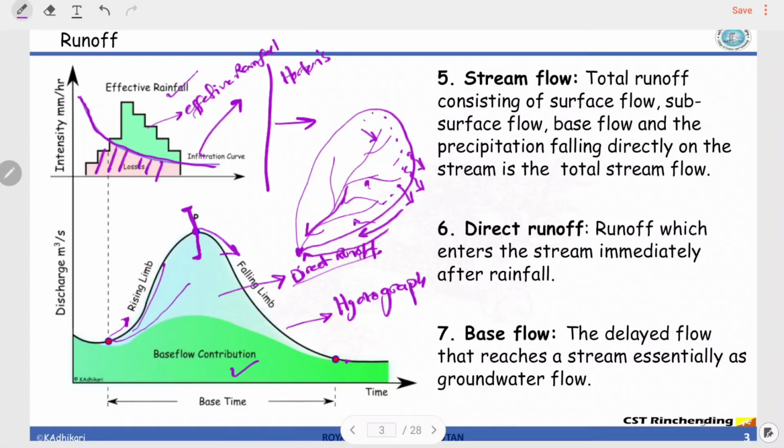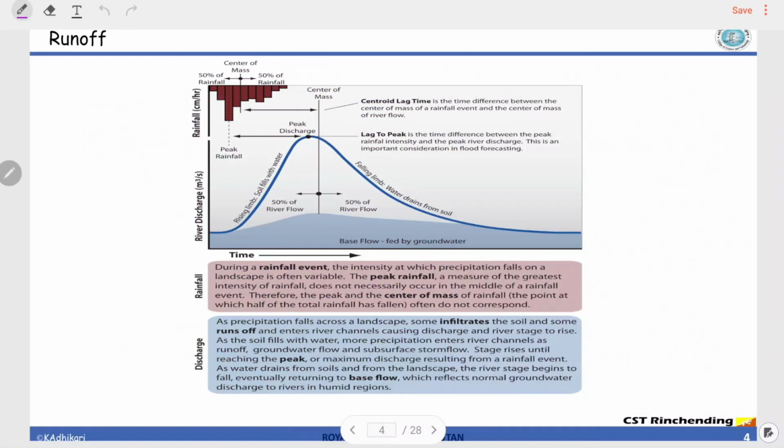Basically that is what I have explained here: stream flow and direct runoff, and the base flow, the delayed flow that reaches a stream essentially as groundwater flow. That is what I have explained here. The same thing is written in words, so I want you to go through it, with some more details on the hydrograph.